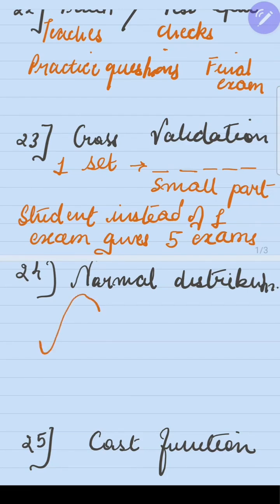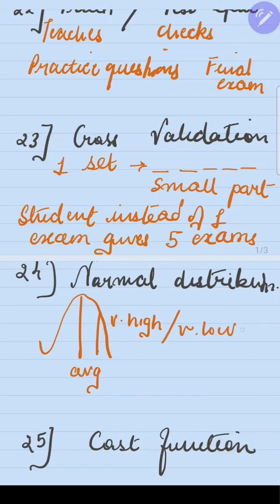Normal distribution. It's a bell-shaped curve most data follows. Example, in a class most students score around average. Few get very high or very low marks. ML and statistics use this curve often to understand data.